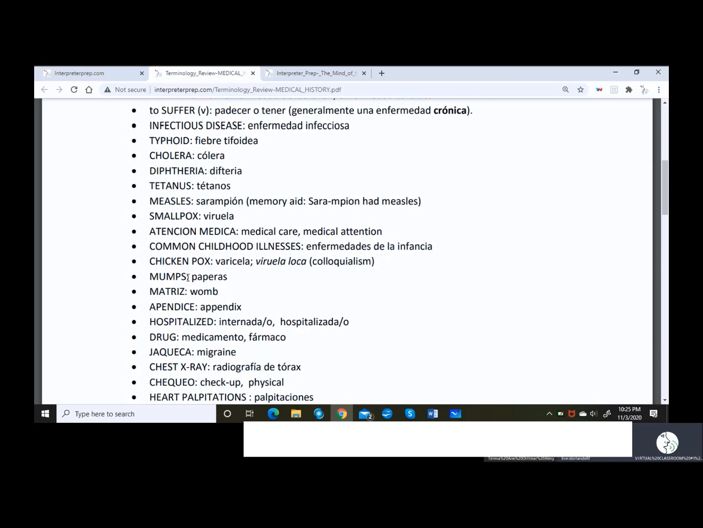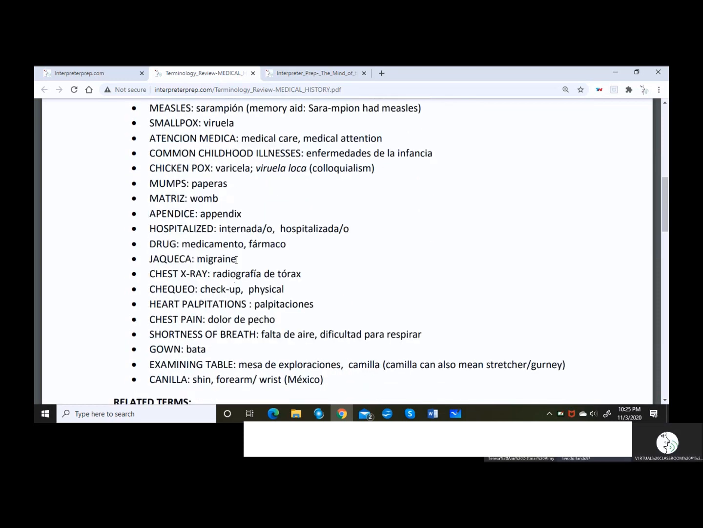And mumps era? Paperas. Paperas, ¿no? Paperas. Okay. And matriz, I interpret it here as womb, to use a different word from uterus, but it is uterus, as you have interpreted, Terry. Okay, that's fine. Yes, thank you.